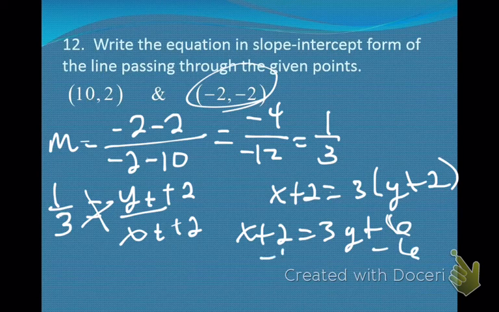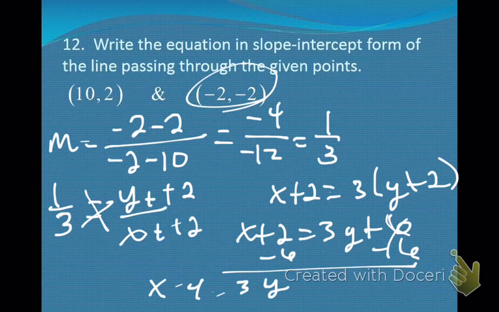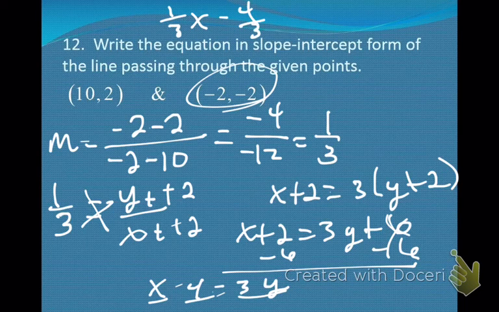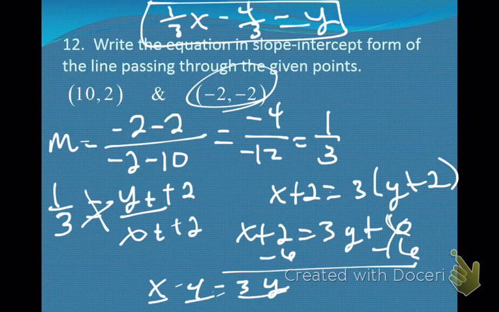Now subtract 6, and you get x minus 4 equals 3y. Now you got to divide everything by 3. And so you get 1/3 x minus 4/3 equals y. And that should be your equation.